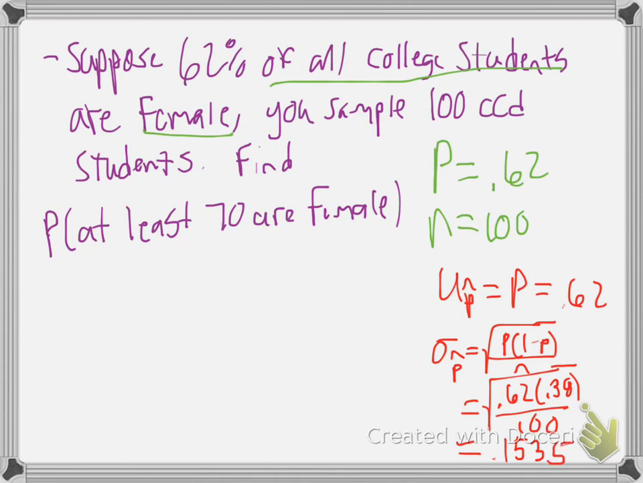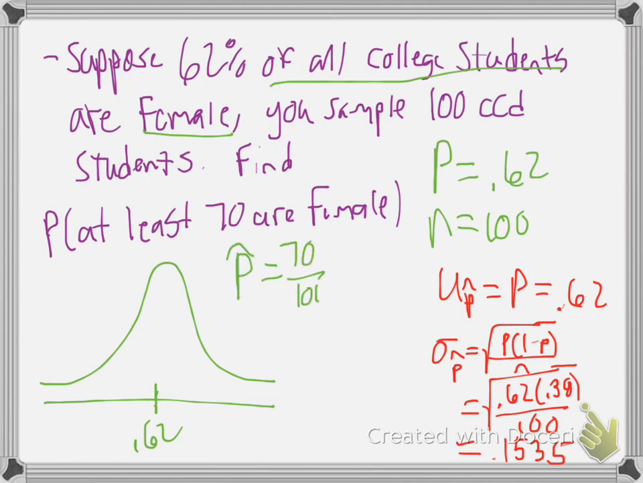So now we know the mean, which is 0.62, and the standard deviation, and the mean goes in the center. So we draw our curve, and put 0.62 in the middle. That's our mean, 0.62. And we want to know at least 70 are female. Remember, that's at least 70 out of 100, which is a sample proportion. So your p hat is going to be 70 out of 100, which is 0.70. 0.70 would go somewhere on the right, and since we said at least, we shade to the right, the probability of at least 70%. So we're looking for this area.